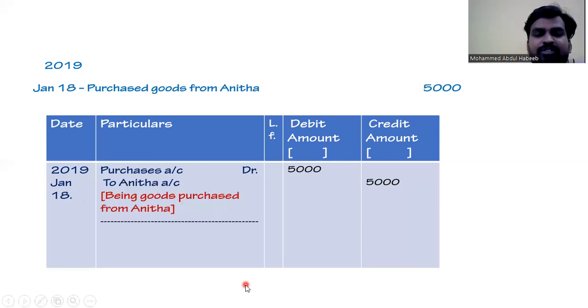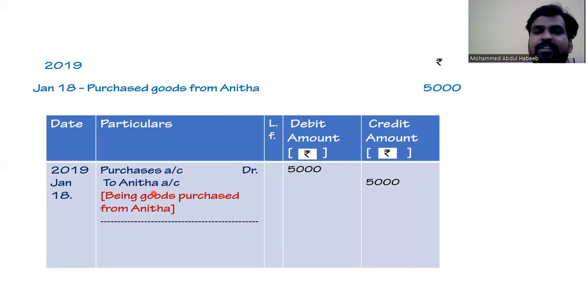Coming to our next transaction, which is on 2019 January 18, purchased goods from Anita rupees 5,000. So here the date will be taken as 2019 January 18. Purchases, as it is an expenditure, it will be debited, and as the goods are being purchased from Anita, the name of Anita will be credited. It is a credit transaction.